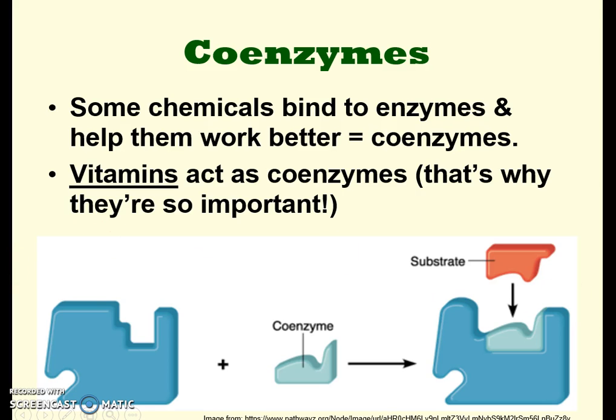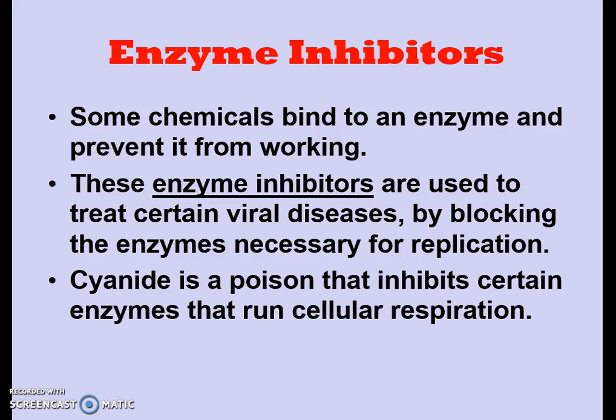There may be other coenzymes which bind to other parts of the enzyme and then, in effect, change the shape of the active site or make it work faster. Okay, so that's what coenzymes do. They help enzymes work better. It's important to eat your vitamins because many of them act as coenzymes. The other side of the coin is that some of them inhibit or prevent enzymes from doing their job. Enzyme inhibitors are similar to coenzymes in that they bind to an enzyme, but they actually change the shape of the active site in a bad way.